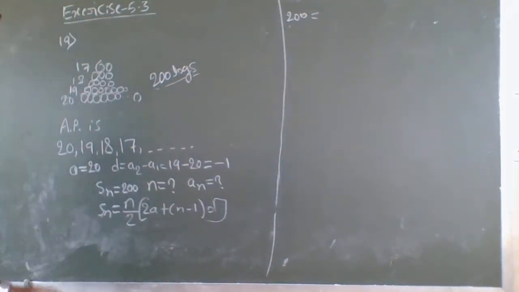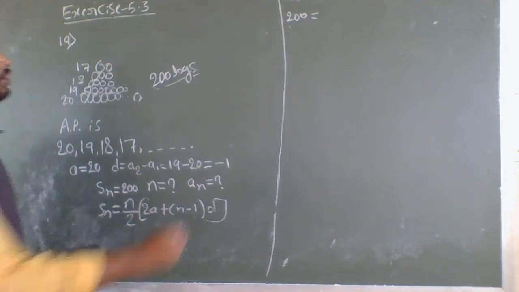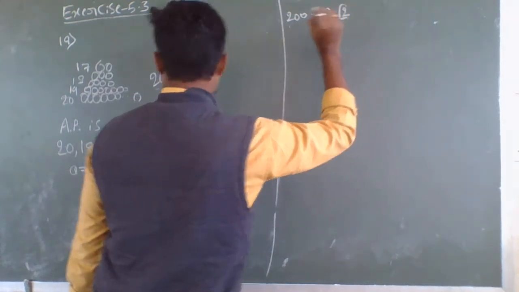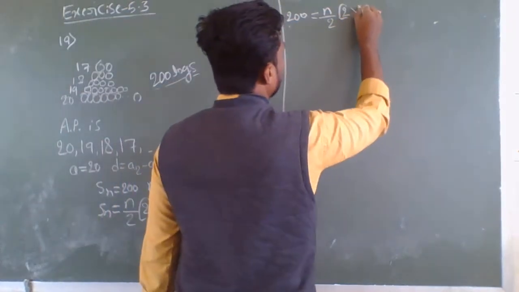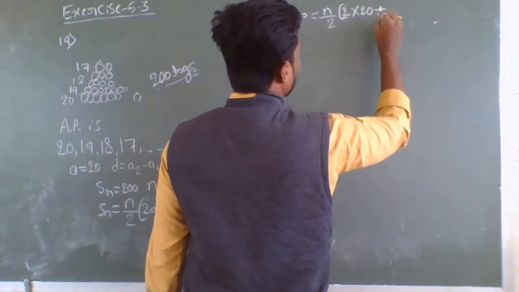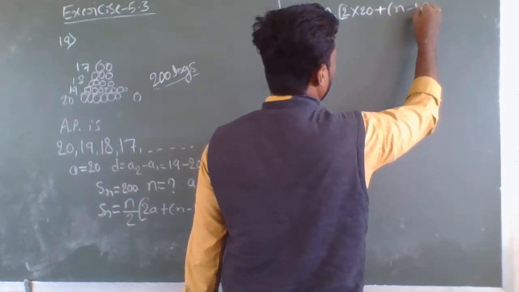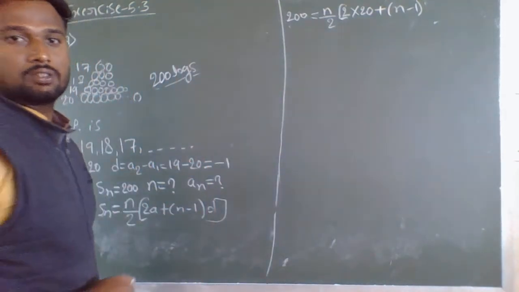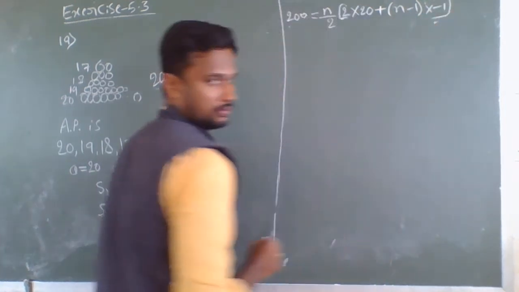200 equals n by 2 into a. We have to calculate the n value, therefore we don't have the value of n. What is the a value? 20, because there are 20 logs in the first row. Therefore 2 into 20 plus n minus 1 into d. What is the d value? Minus 1. So here I will write minus 1 into minus 1.